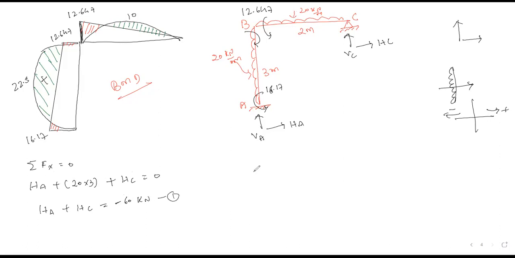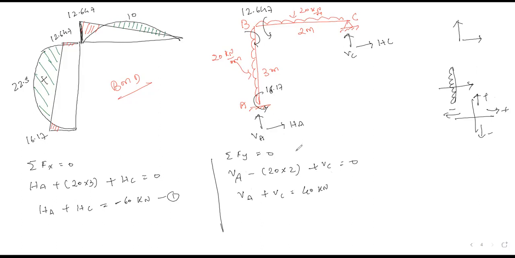Equation number 1. Next, what we will do, sigma Fy equal to 0. So plus VA minus 20 into 2, because it is acting in downward direction, we will consider upward force as positive, downward force as negative. Plus VA minus 20 into 2 plus VC should be equal to 0. So we will get VA plus VC equals 40 kN.